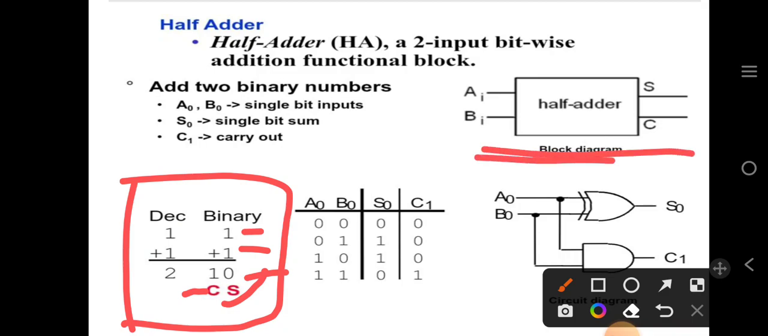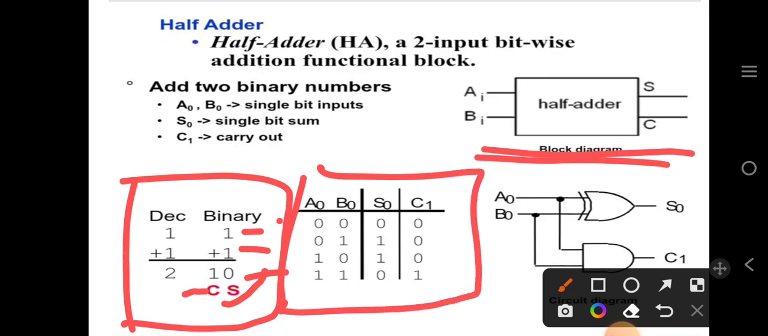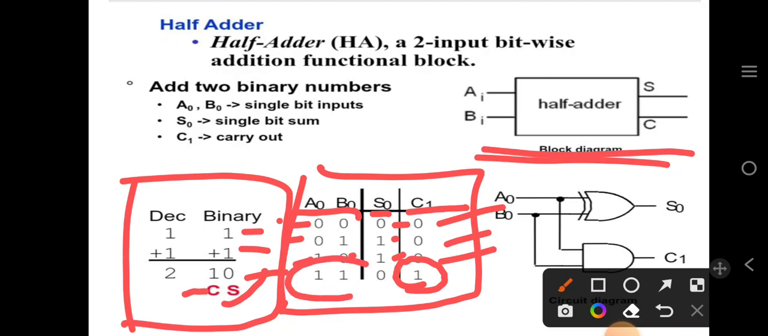Now this same half adder is represented in the form of a table. These are the two inputs, A0 and B0. S0 is an output, C1 is an output. If we add 0 and 0, the sum will be 0, carry will be 0. If you add 0 plus 1, the sum will be 1, carry will be 0. If you add 1 plus 0, the sum will be 1 and carry will be 0. But in the last case, the carry is 1, only in this case. When both inputs are 1, the sum is 0 but the carry is 1.